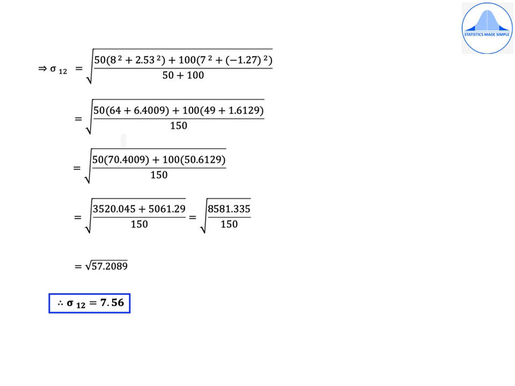3520.045 plus 5061.29 divided by 150, which is equal to root of 8581.335 by 150, which is equal to root of 57.2089, or sigma 1 2 is equal to 7.56.